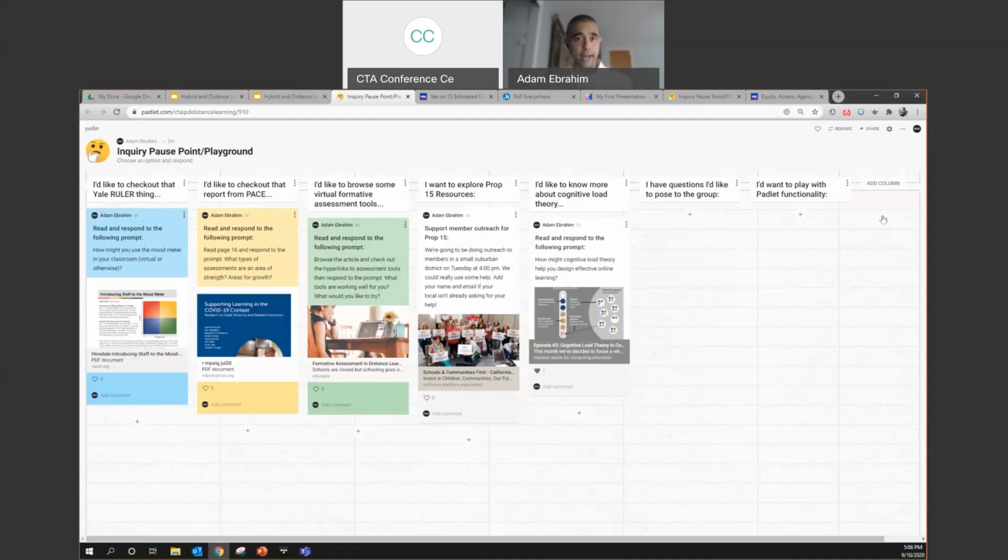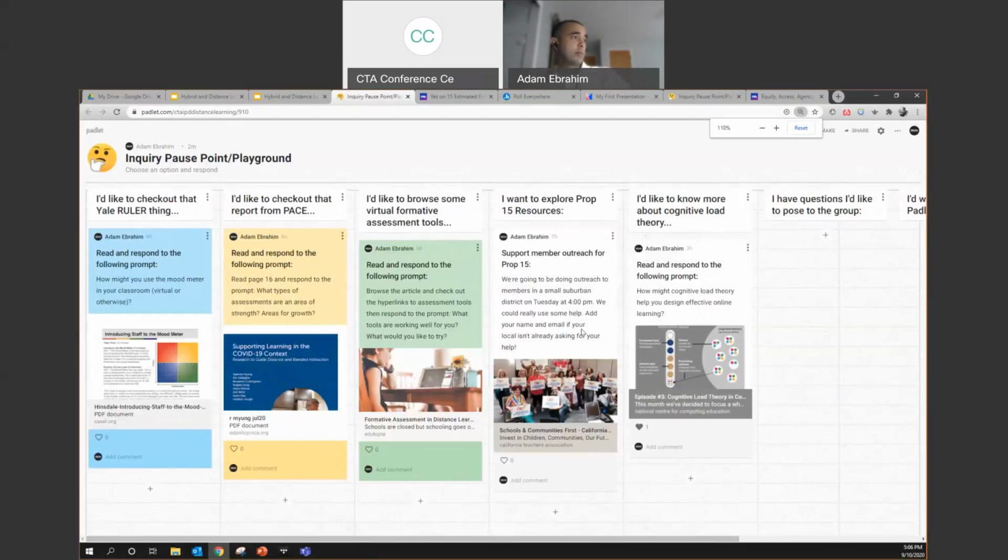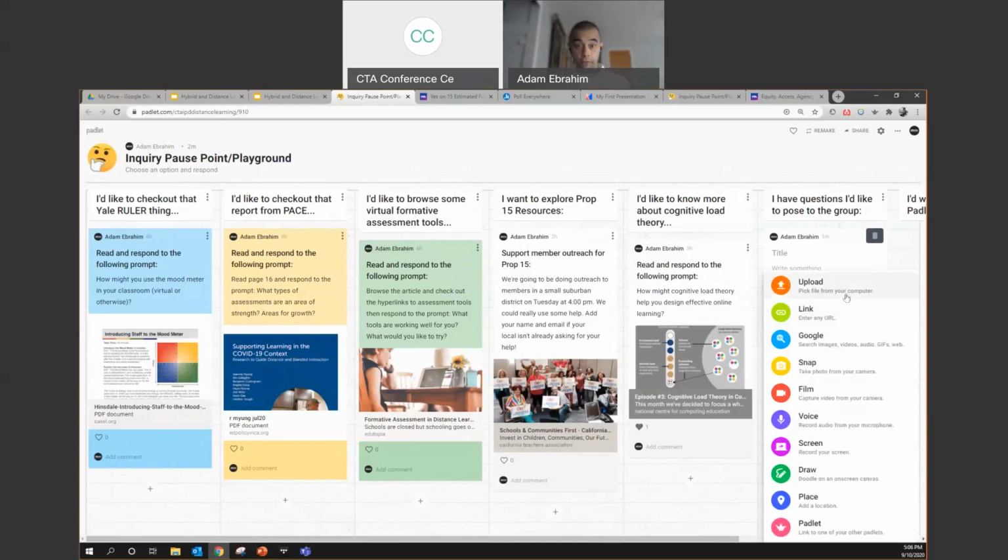People can post back here. And why I said if you haven't taken a look at it recently, please do, is because this is not the Padlet of yesteryear. Now what we can do with Padlets is you can upload files to it. That's the same. You can do links. That's the same. You can search videos and put them in directly. That's new. You could do photos. That's not new. But you can do film.